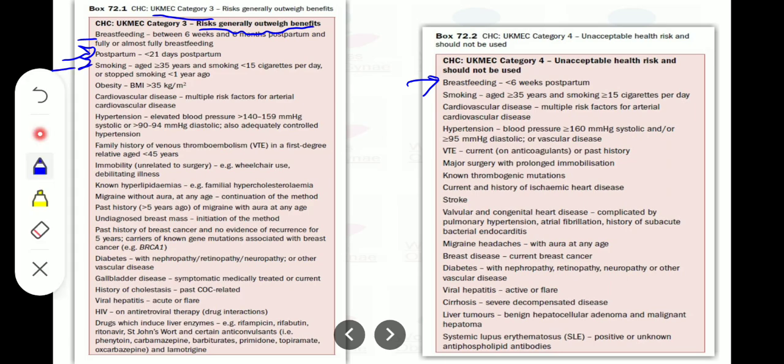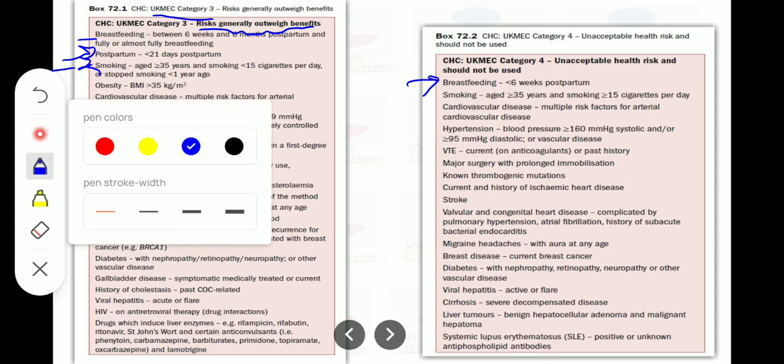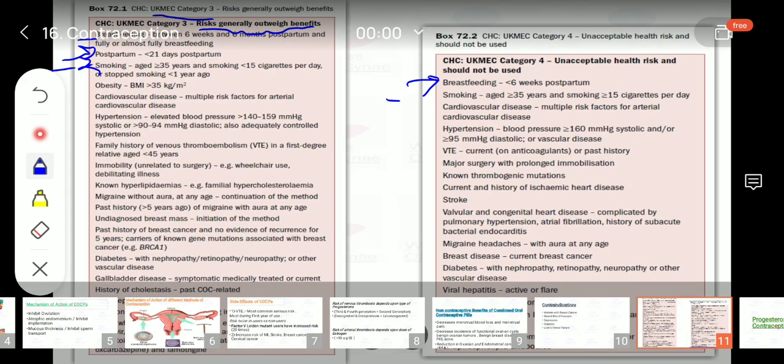Okay, so in order to memorize this table, the main method is that you just compare each and every point with each other. We discussed breastfeeding, compared breastfeeding. Next, we will compare the smoking status. About smoking, it's written that if the patient is age more than 35 and smoking less than 15 cigarettes per day, or stopped smoking less than 1 year ago, that is category 3.